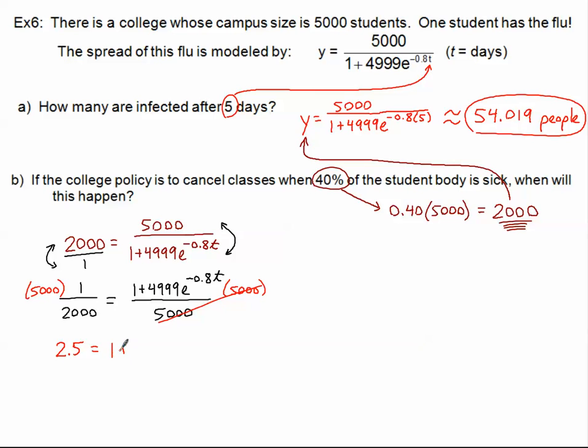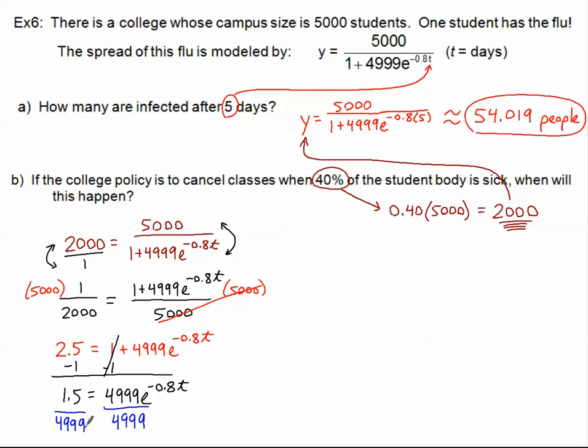And I just have my numerator now. Still solving for t. The next number to go, get rid of this 1. I'll subtract 1 from both sides, and I'll have 1.5 is equal to this 4,999 e to the negative 0.8 t. One more thing to go before I get my e. Let's get the 4,999 out of there. We'll divide that.